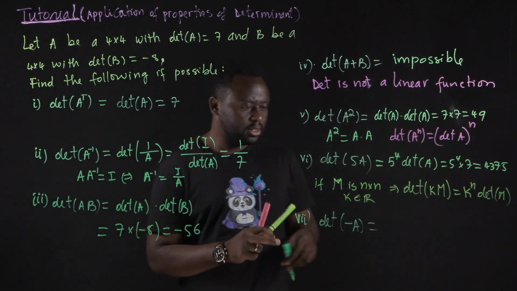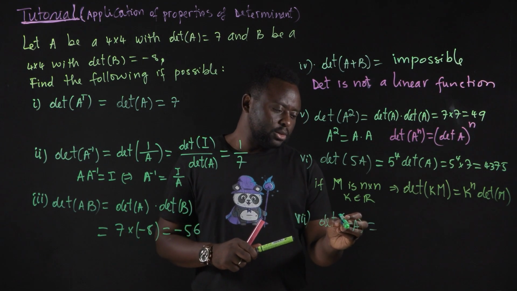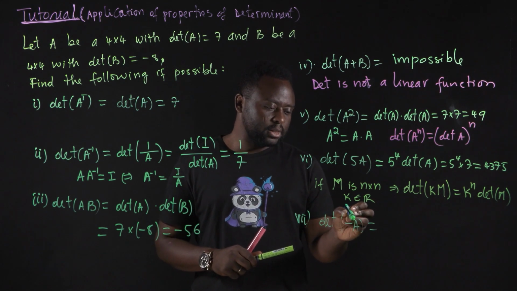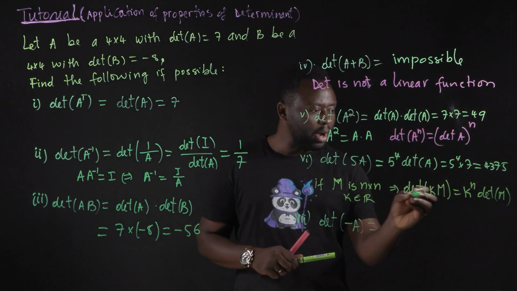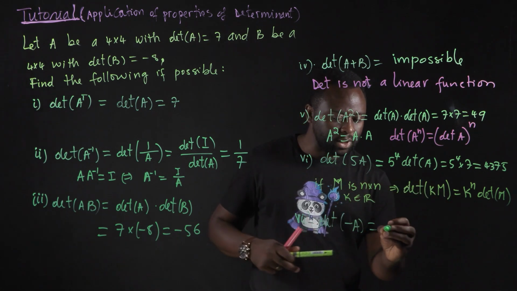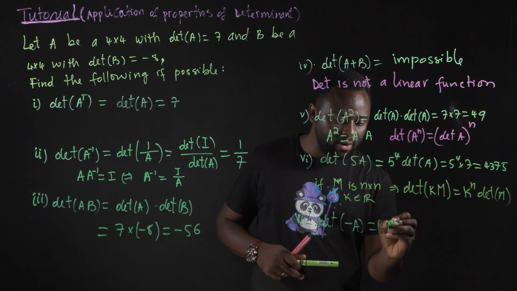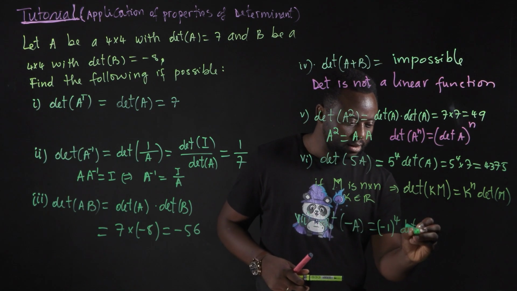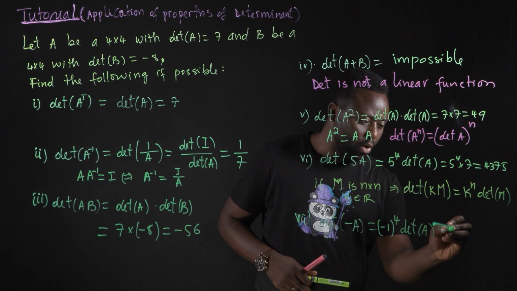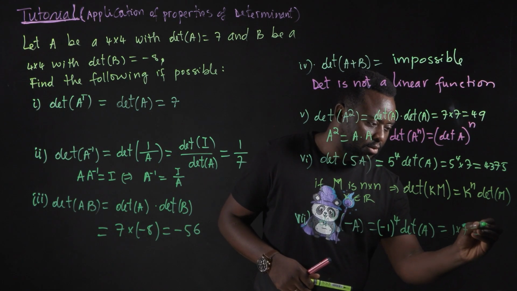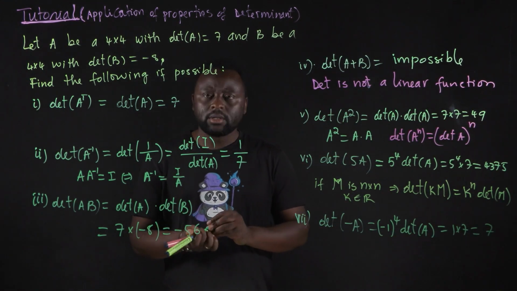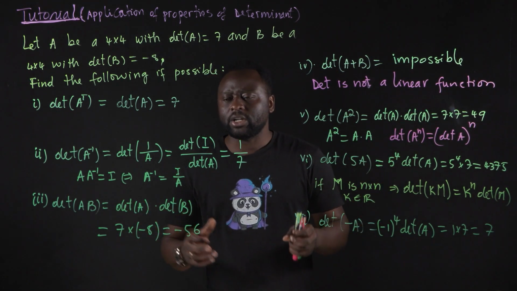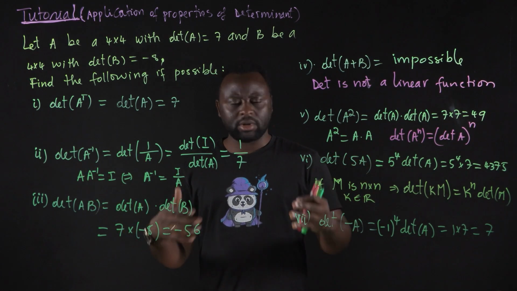And lastly, we still have the same with minus 1 here. So if you say the determinant of minus A, we apply the same. K here is minus 1. This is minus 1 to the power 4, the dimension of A, times the determinant of A. This is 1 times 7, which is equal to 7. So these are the properties that we have discussed in the previous video. I just wanted us to apply it here so that you can understand.